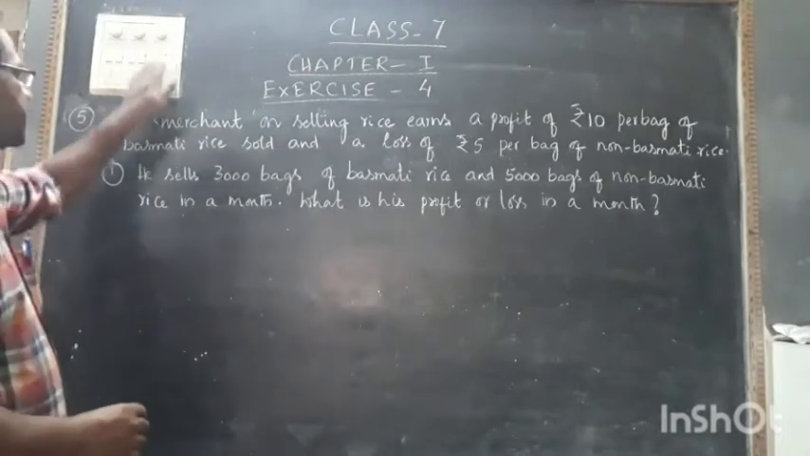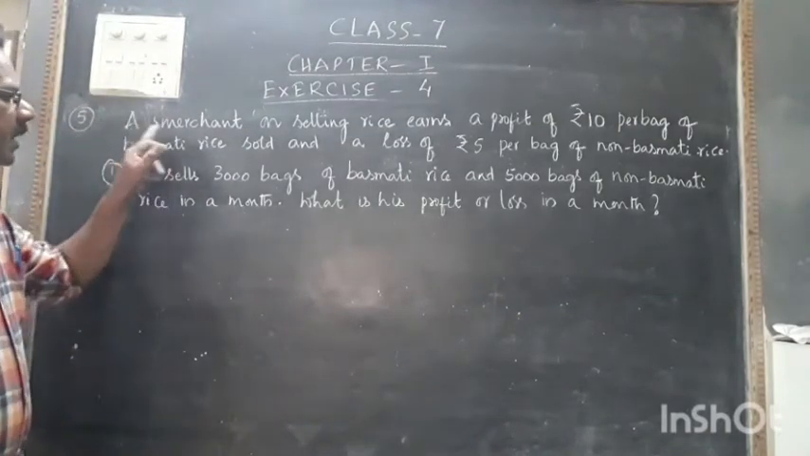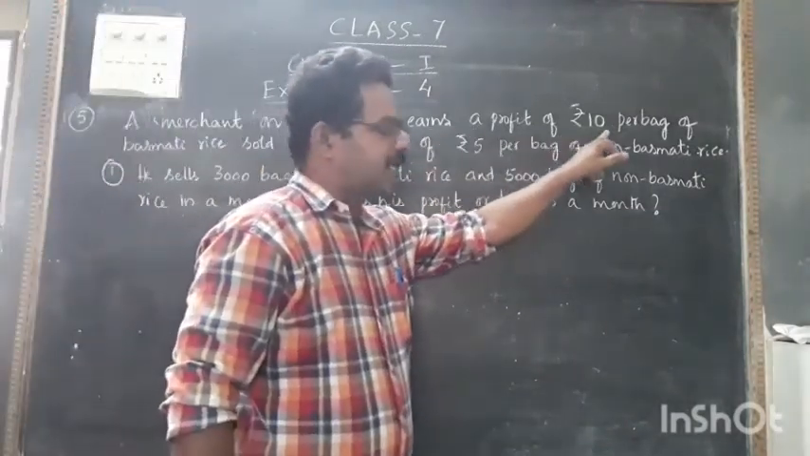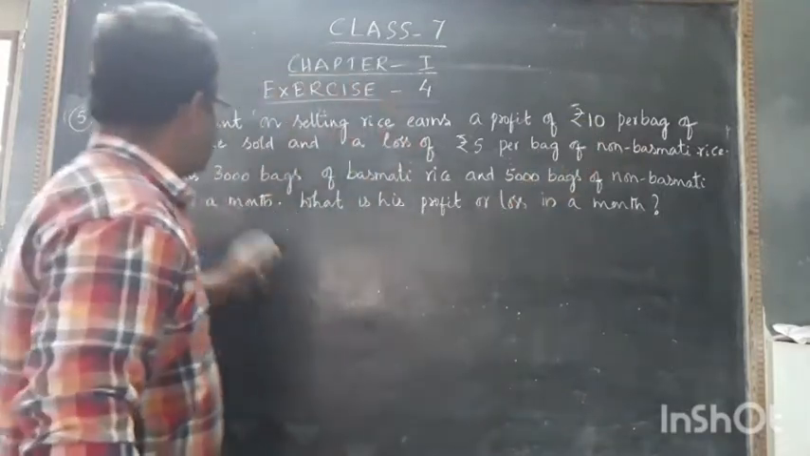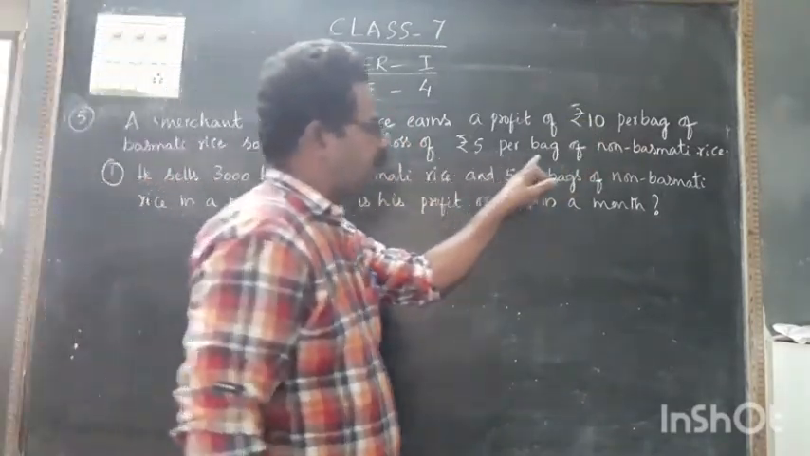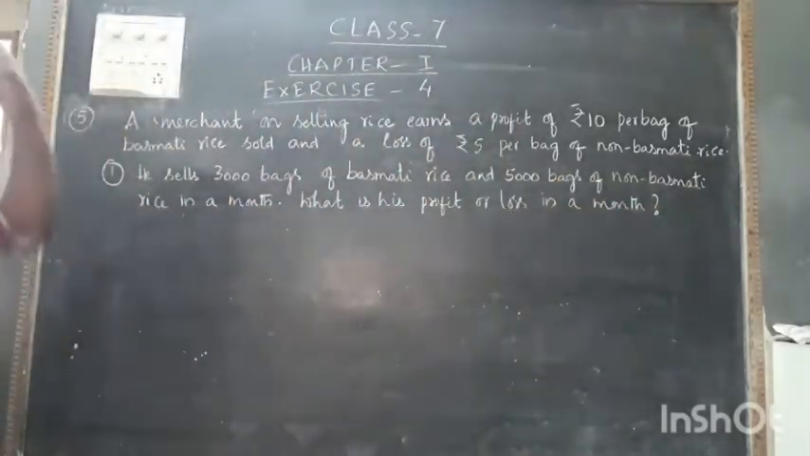See, coming to the next question. Here they have given the 5th question. A merchant on selling rice earns a profit of ₹10 per bag of basmati rice sold and a loss of ₹5 per bag of non-basmati rice. This is the data they have given.